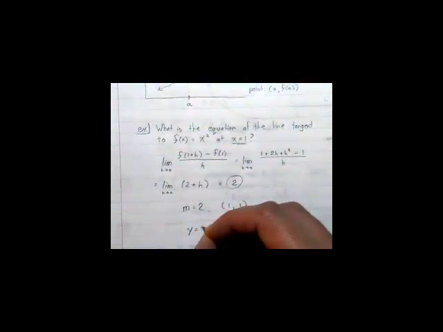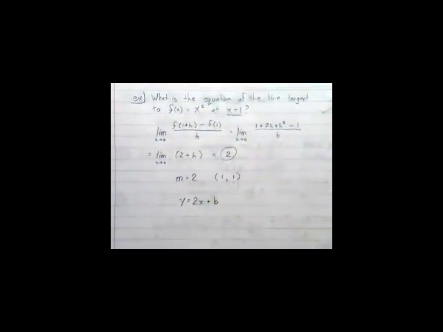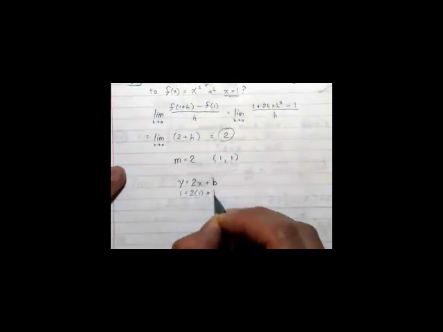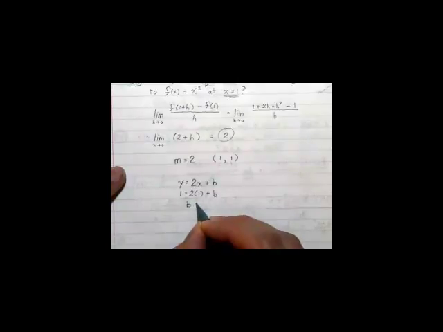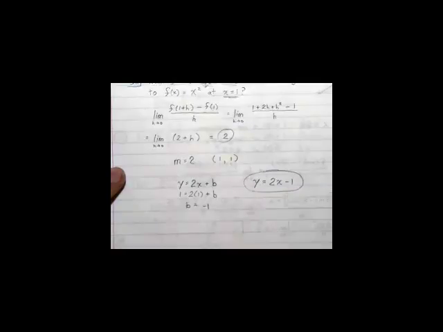So y equals 2x plus b. Now, if you like point slope form, by all means, you can do that too. This is just the way I think most of you guys did it. So we can take the 1 and the 1, x, y, plug them in. 1 equals 2 times 1 plus b. So b equals, what, 1 minus 2, so negative 1. So the equation of our tangent line is y equals 2x minus 1.